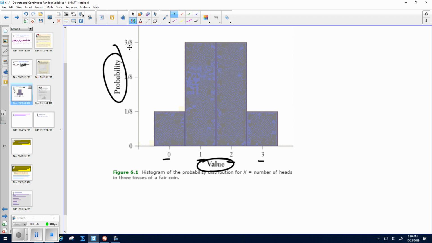A lot of times they will ask you to describe the distribution. If they ask you to describe the distribution, what should you do?